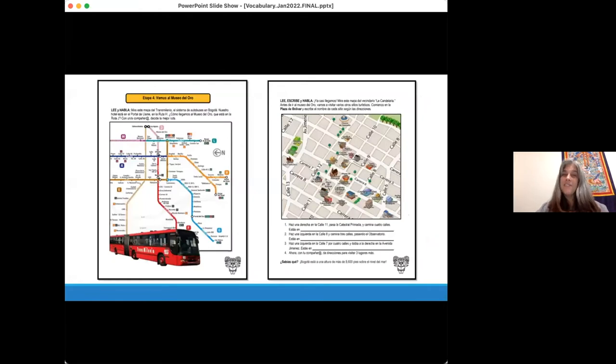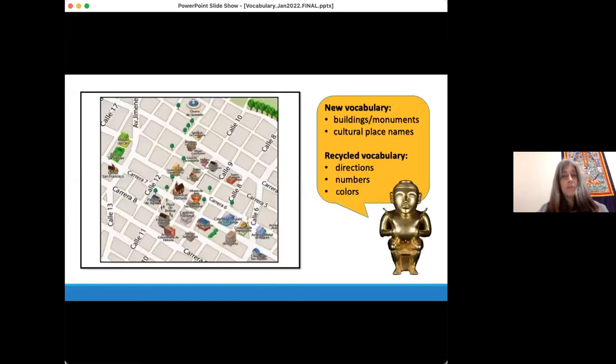Another task, after having their snack, of course, they're going to explore the different regions of the capital of Colombia. They're going to first learn about the Transmilenio, which is the public bus system in Bogota, and they are exposed to this map, so they're going to have to get from one place to another. But we're going to focus in a little bit on this next task, which is a small map of La Candelaria, which is the neighborhood surrounding the Museum of Gold. So they are going to work in pairs to get from one place to another.